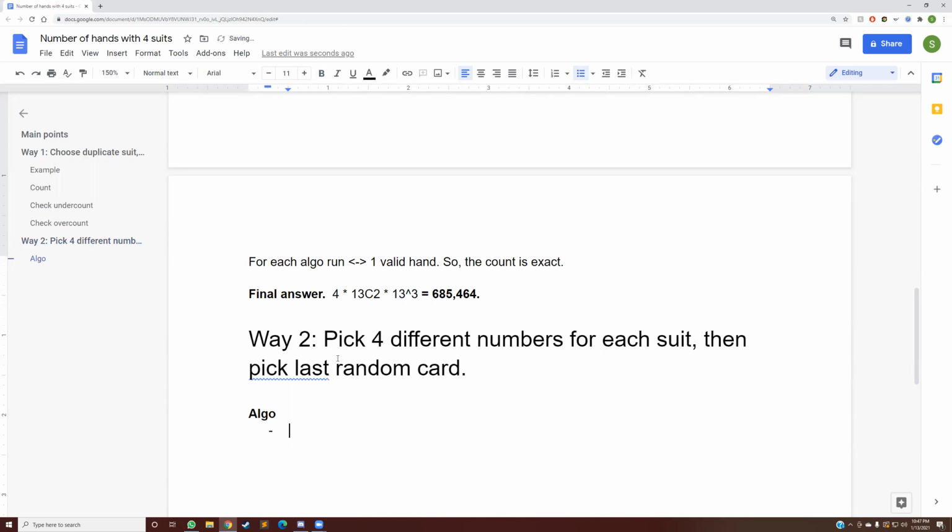Why don't we try to come up with the algorithm together? What would be the first step? Well, pick 4 different numbers for each suit. So it's 13 times 13 times 13. Okay, sounds good. So, 4 different numbers. No, sorry. 4 numbers for each suit. Yeah, fine. We'll just do the counting immediately. 13 to the 4. And then what's the final step to construct our hand? You only have 12 cards to choose from.